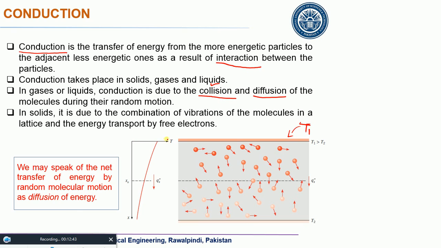Now I would just talk about this plot because you would keep looking at this kind of plot throughout this course. Let's say this is the temperature axis and this is x location. Now if this temperature is T1 and this temperature is T2, maybe the temperature variation is like this. So you can see that the heat flux would be from which side to which side?